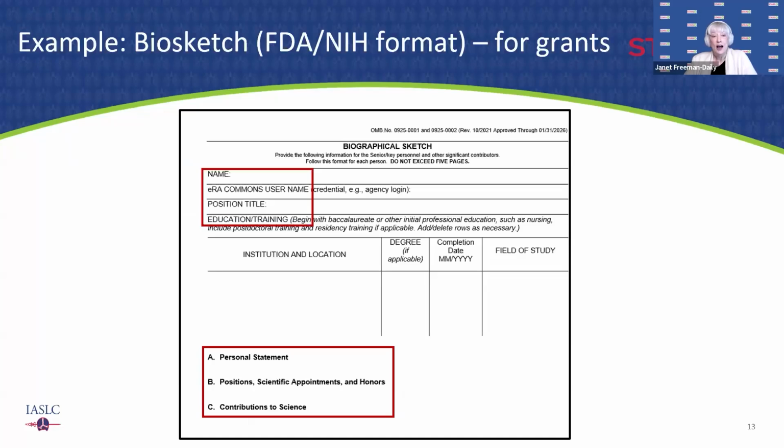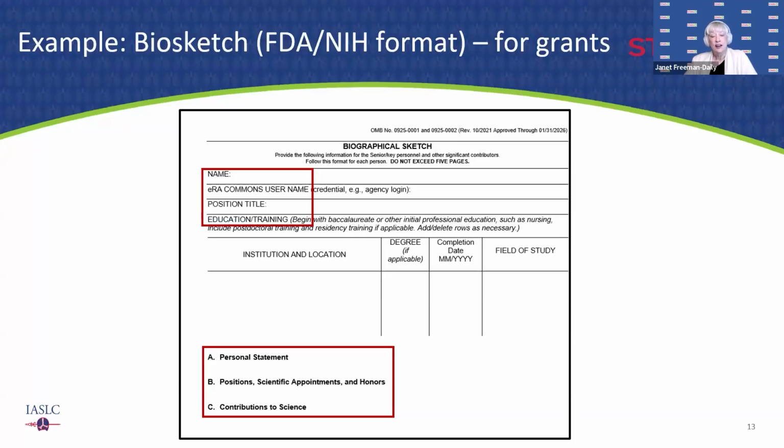This is an outline of a Biosketch. It's used in the US by the FDA, NIH. It's also used by IASLC. And it's typically used to give a profile of people who are the primary investigators for a grant. But it's also used for patient advocates who are on a grant. There's a top section, and this is a standard format of names. The ERA username is not something that most advocates have.